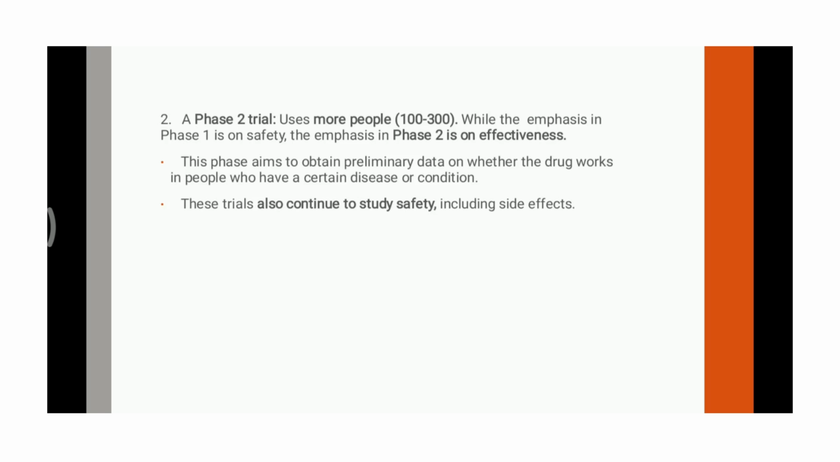So these phase 2 trials also continue to study safety, including side effects. Basically their main aim is to find out the effectiveness of the drug, but they can also continue to study the safety, because safety is the primary goal. So we have to study the safety of the drug and also the effectiveness of the drug on human subjects.